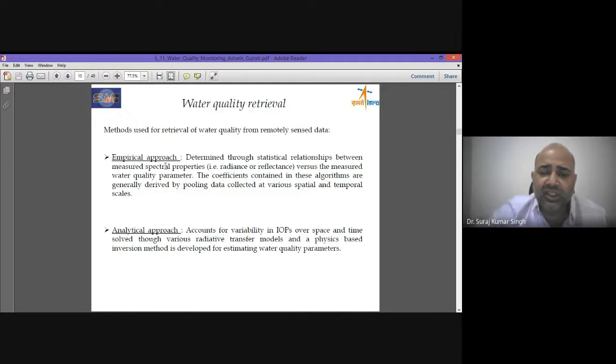The coefficients contained in these algorithms are generally derived by pooling data collected at various spatial and temporal scales. In the analytical approach, we account for variability in IOPs over space and time, solved through various radiative transfer models, and a physics-based inversion method is developed for estimating water quality parameters.